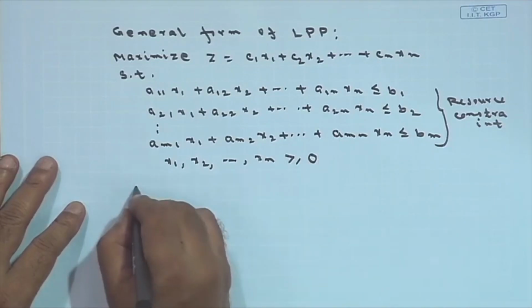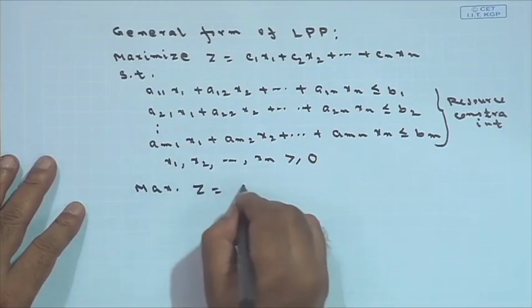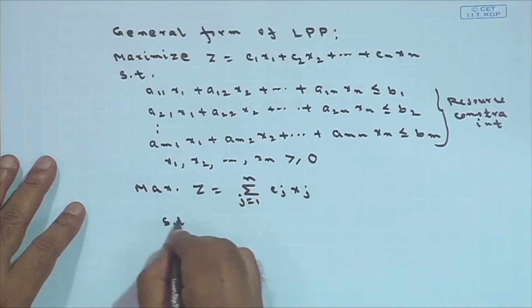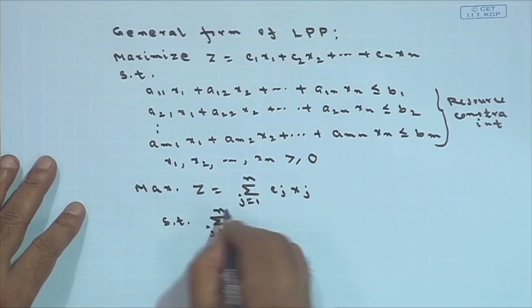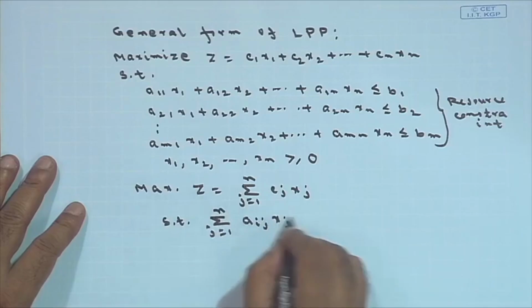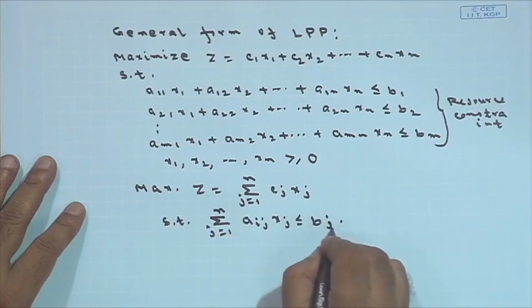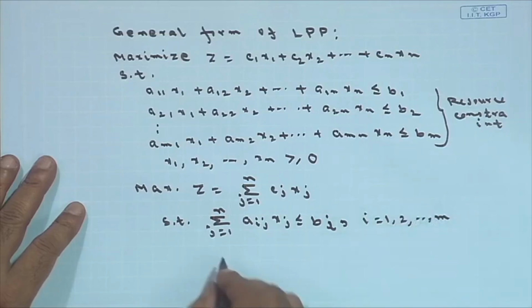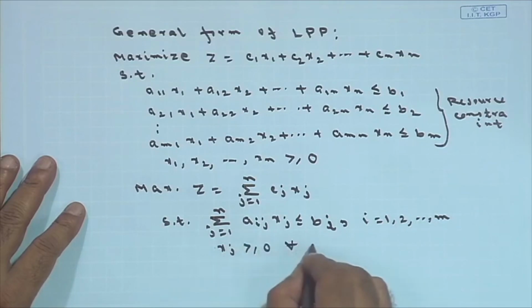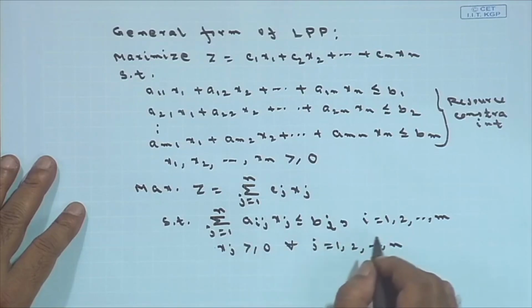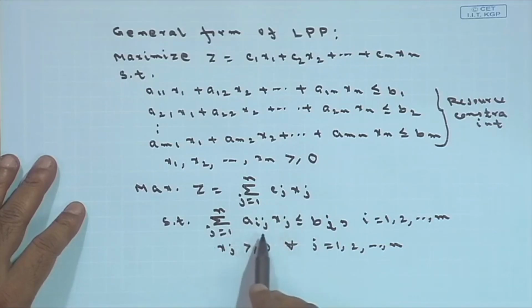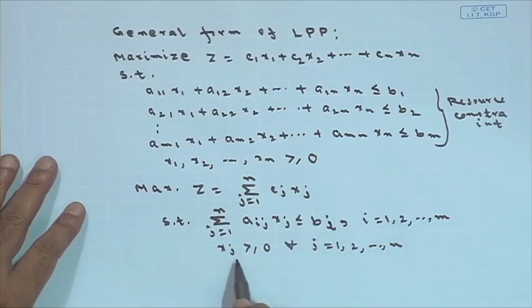If I have to write it in compact form, I will say maximize Z equals summation j equals 1 to n Cj xj, subject to summation j equals 1 to n Aij xj less than equals Bi, where i equals 1 to m, and xj greater than equals 0 for all j equals 1 to n. So, this is in compact form.